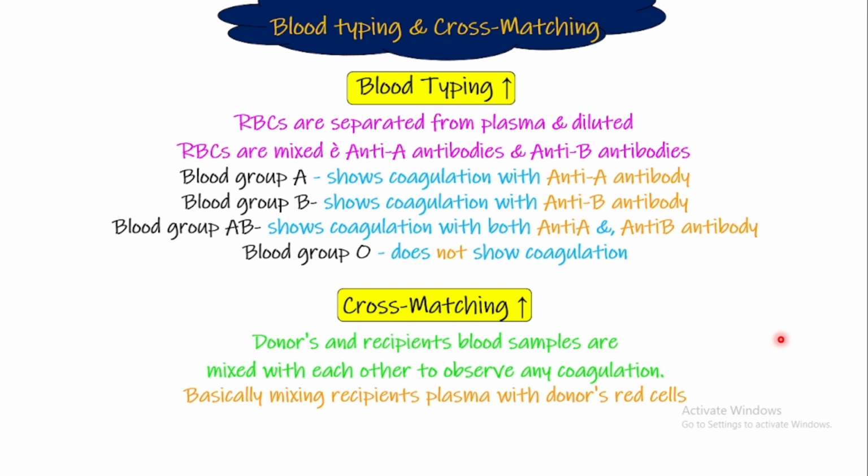Okay, so first of all, we have discussed the blood groups, and now we have discussed the grouping and cross-matching. In the next part, we will discuss the transfusion reactions. Okay, so this was blood grouping and cross-matching. See you in the next part.